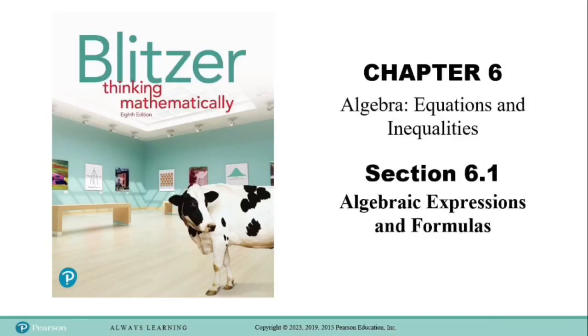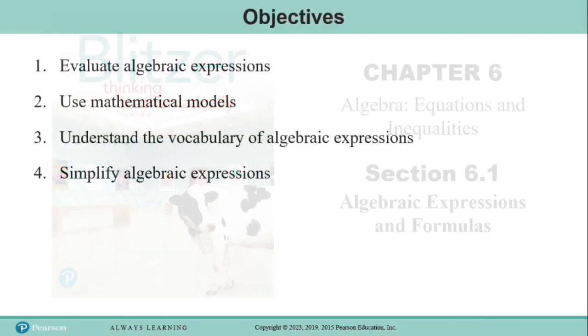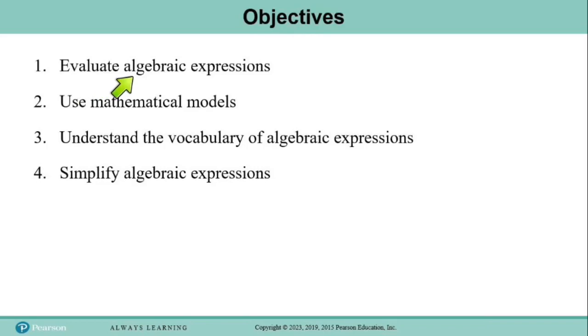Today we are starting Chapter 6, which is a little algebra review. We'll have 3 sections of algebra review here, and the first one is section 6.1, which is all about algebraic expressions and formulas. So here we go. In this section we will practice evaluating algebraic expressions, and we will use some mathematical models. We'll also talk a little bit about the vocabulary of algebraic expressions, and we will practice simplifying algebraic expressions.